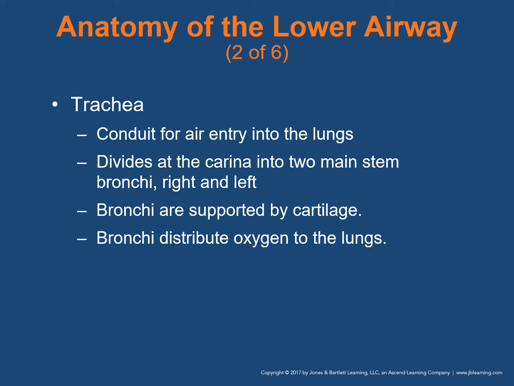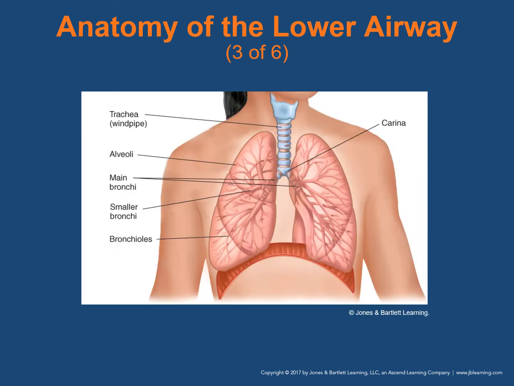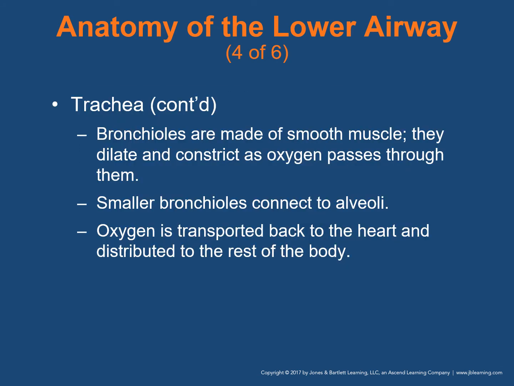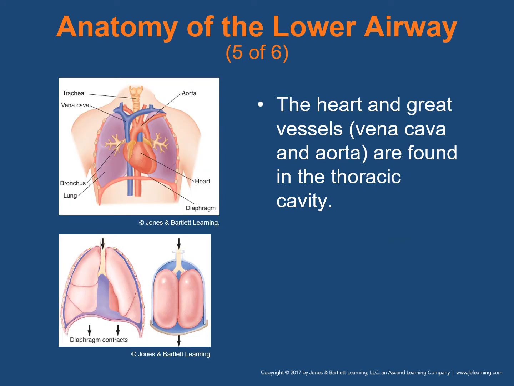I promise I've actually seen that on a test question before. Not necessarily one that I'm going to use, but it is something to know. The bronchi distribute oxygen into the lungs. As you can see from this picture, from the bronchi, you go into smaller bronchi, and then you go into the bronchioles. The bronchioles end at the alveoli sac. Alveoli sac are important, especially because this is where oxygen is transported. And this is where that gas exchange occurs.